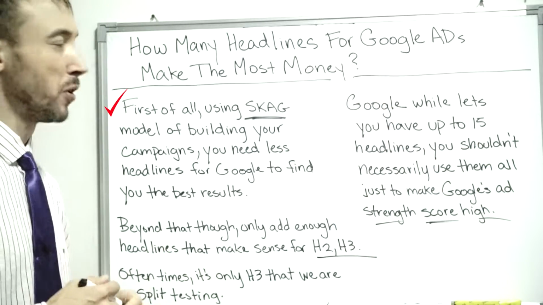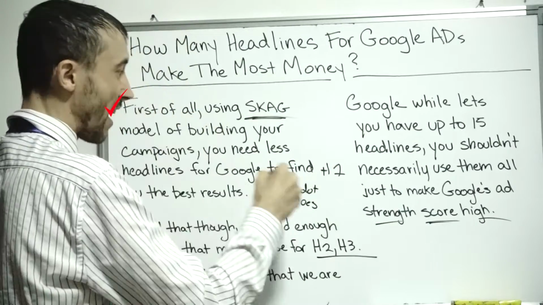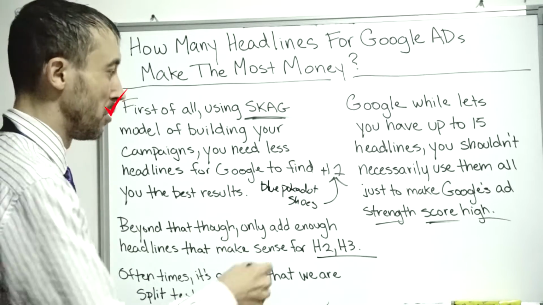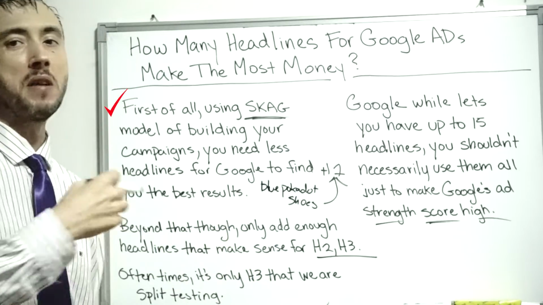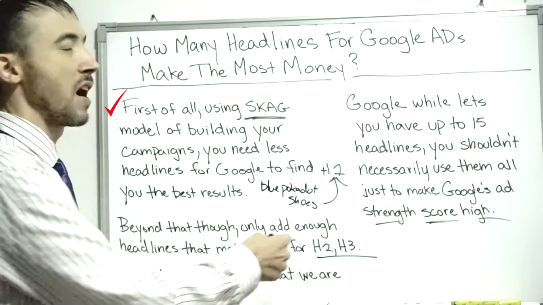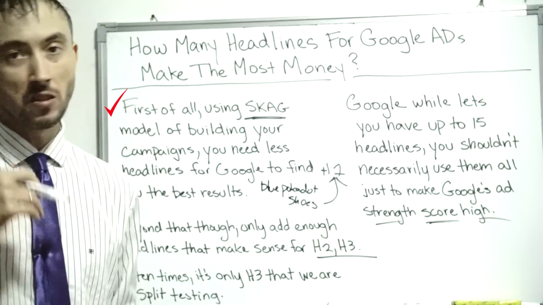So if they're searching for blue polka dot shoes, then your first headline is going to be that exactly. If they, by the way, search for something like blue polka dot shoes near me, you're not going to put "near me" in the headline. Just say blue polka dot shoes near you. That way it doesn't sound like a robot did it.